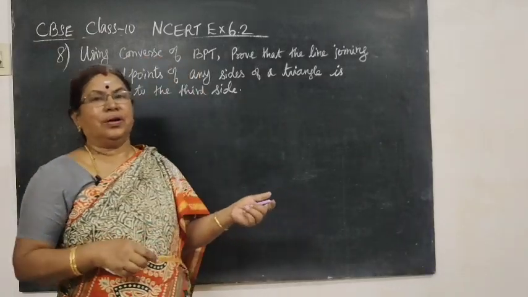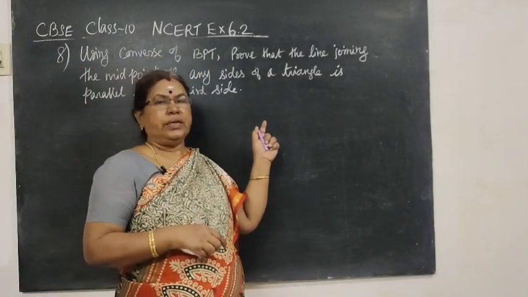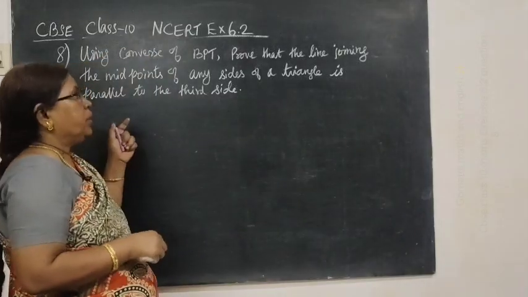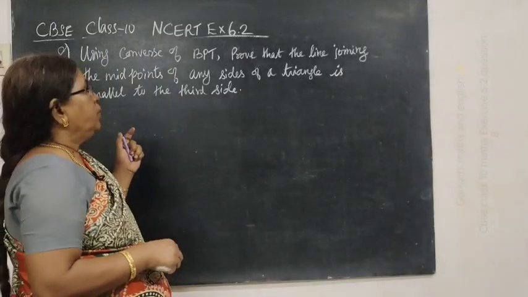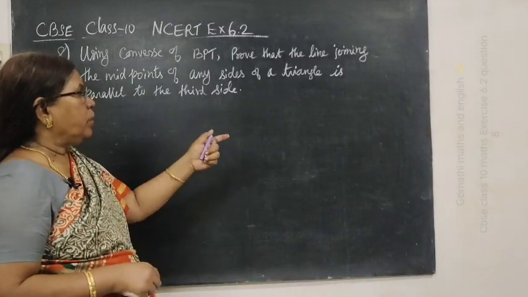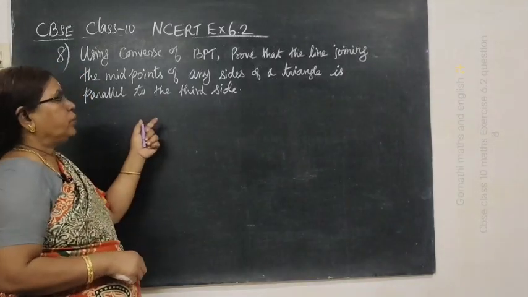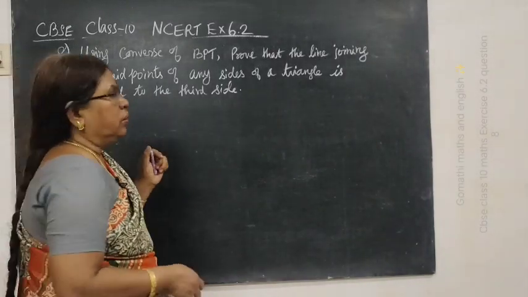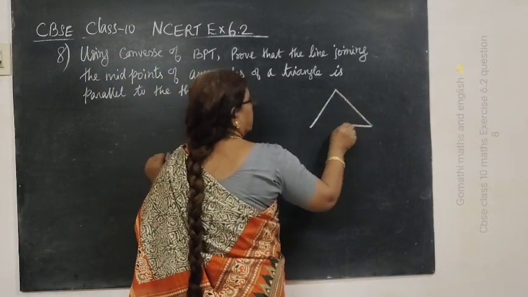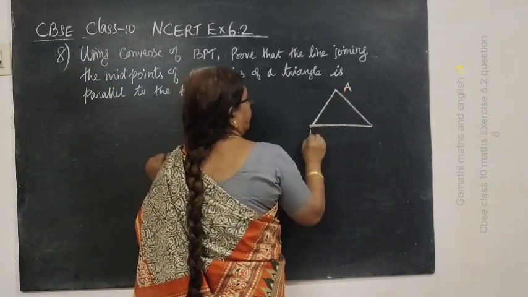So hello everyone. In this video we are seeing NCERT exercise 6.2 question number 8. Using converse of BPT, prove that the line joining the midpoints of any two sides of a triangle is parallel to the third side. You are given a triangle ABC.